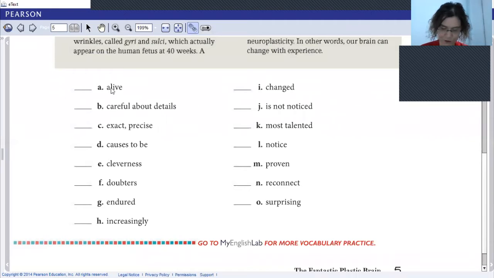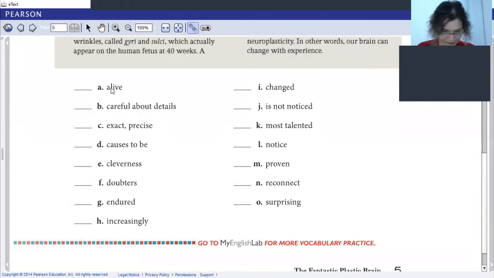F, doubters, is 13. Skeptics. G, endured, is 14. Gone through. H, increasingly, is 11. Incrementally. I, changed, is 5. Affected. J, is not noticed, is 9. Does not register. K, most talented, is 8. The best and the brightest. L, notice, is 2. Perceive.